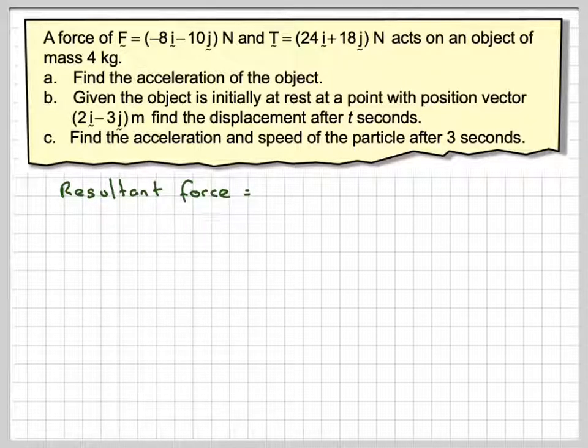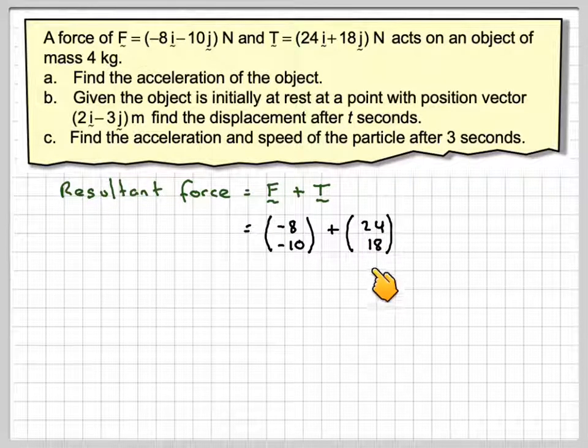So the resultant force will be, we just need to add the two components together, so it'll be the vector F plus the vector T. So writing them this way around, it's minus 8, minus 10, but you can use i and j if you want to, plus 24, 18. So minus 8 plus 24 is 16, and minus 10 plus 18 gives me 8.